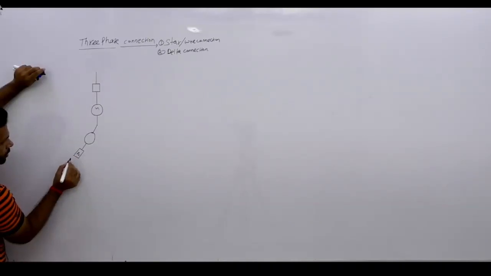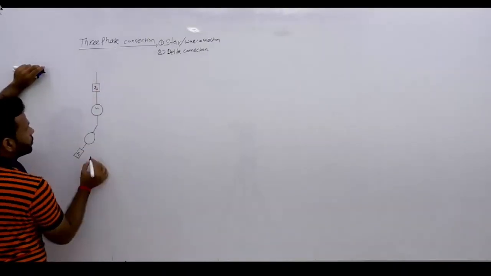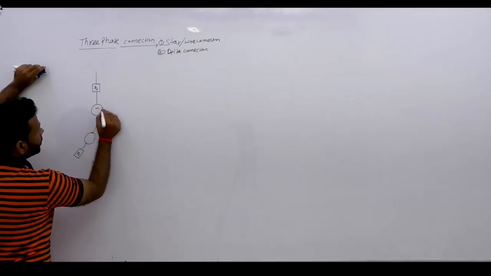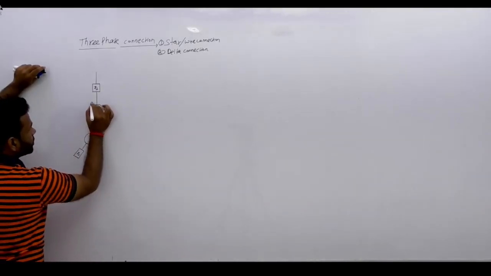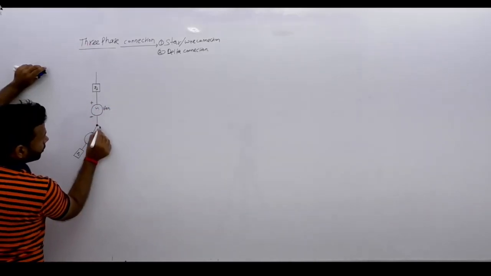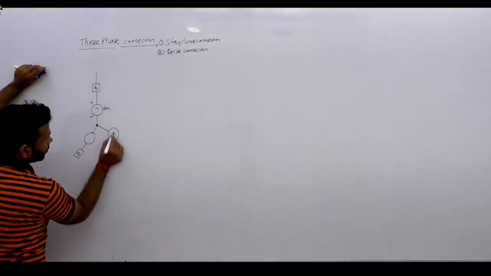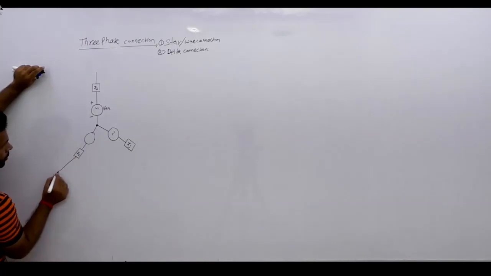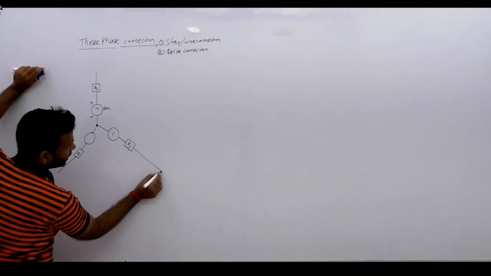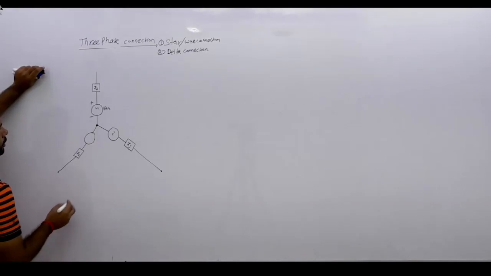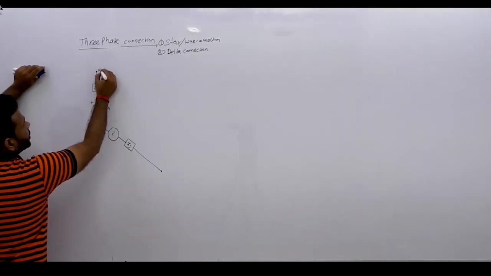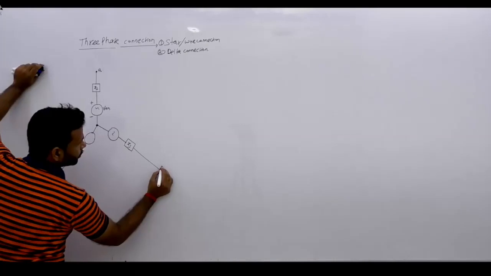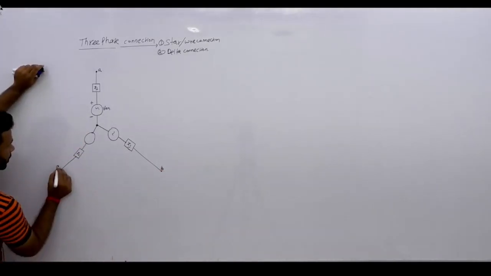I'm taking ZS. It is also ZS, but it is VAN. Similarly, it is plus, it is minus. Now, the third phase is also here. So it is your ZS now. So I will take a three-phase balanced generator. I'm taking a three-phase balanced load, balanced generator. Okay, it is A, it is B. Okay, and similarly it is C.